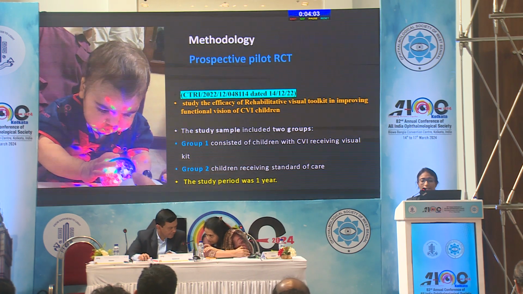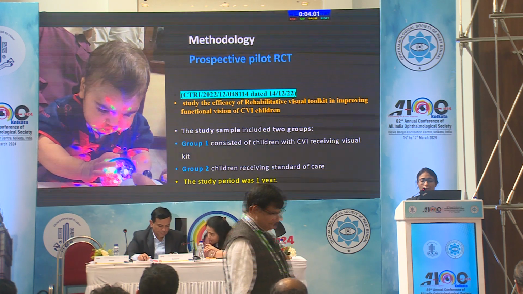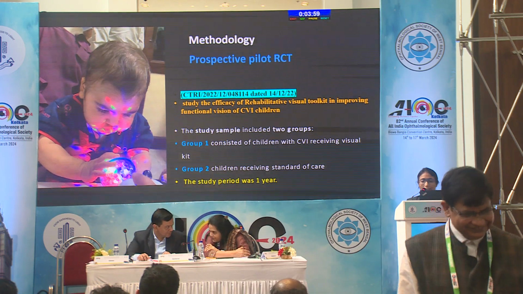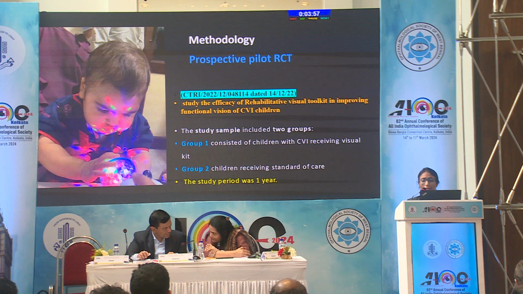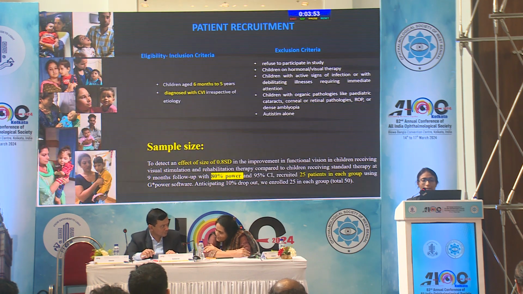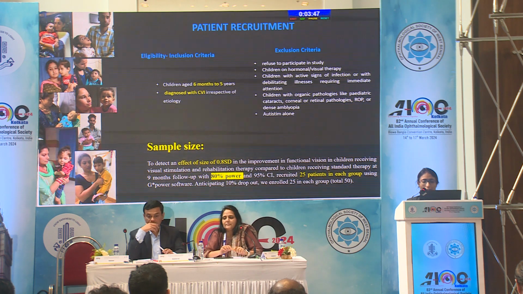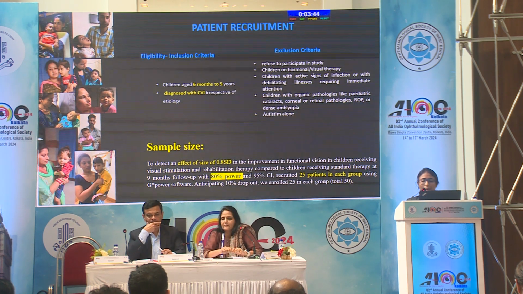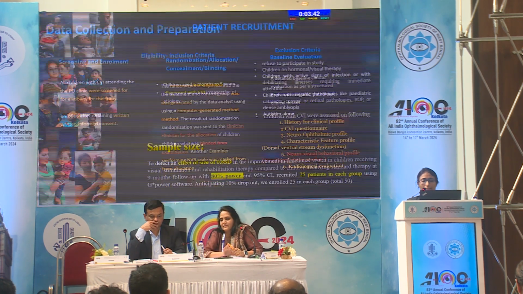In the methodology, the RCT consisted of 2 groups. Group 1 consisted of children with CVI receiving the visual therapy kit, and Group 2 consisted of children receiving standard of care, and the study period was 1 year. Children 6 months to 5 years diagnosed with CVI were included, and patients with debilitating disease and organic pathologies were excluded. With 80% power, 25 patients in each group were selected.